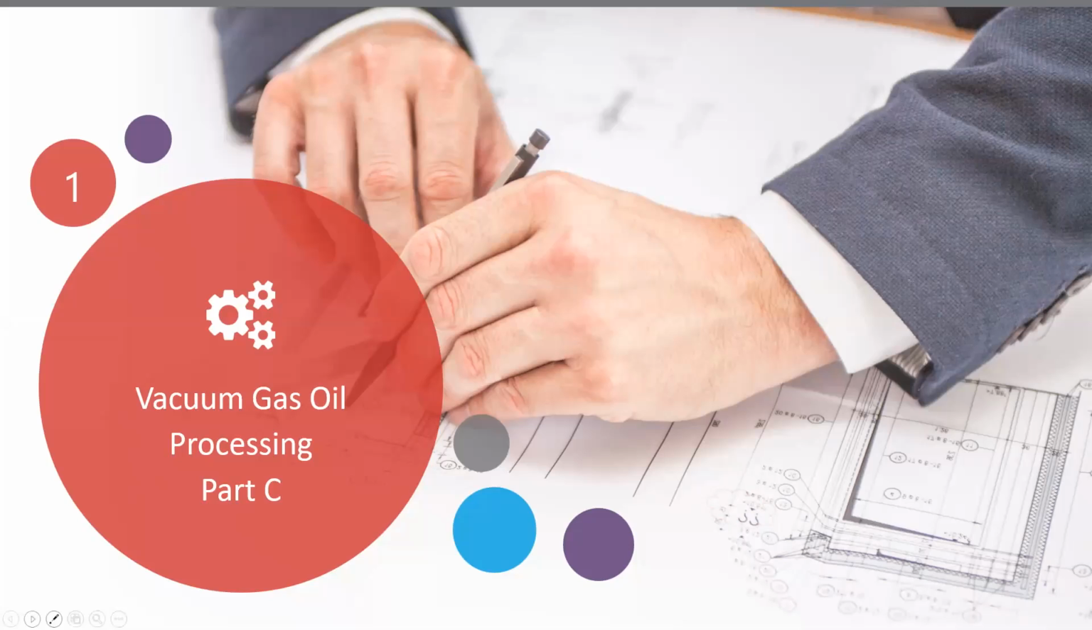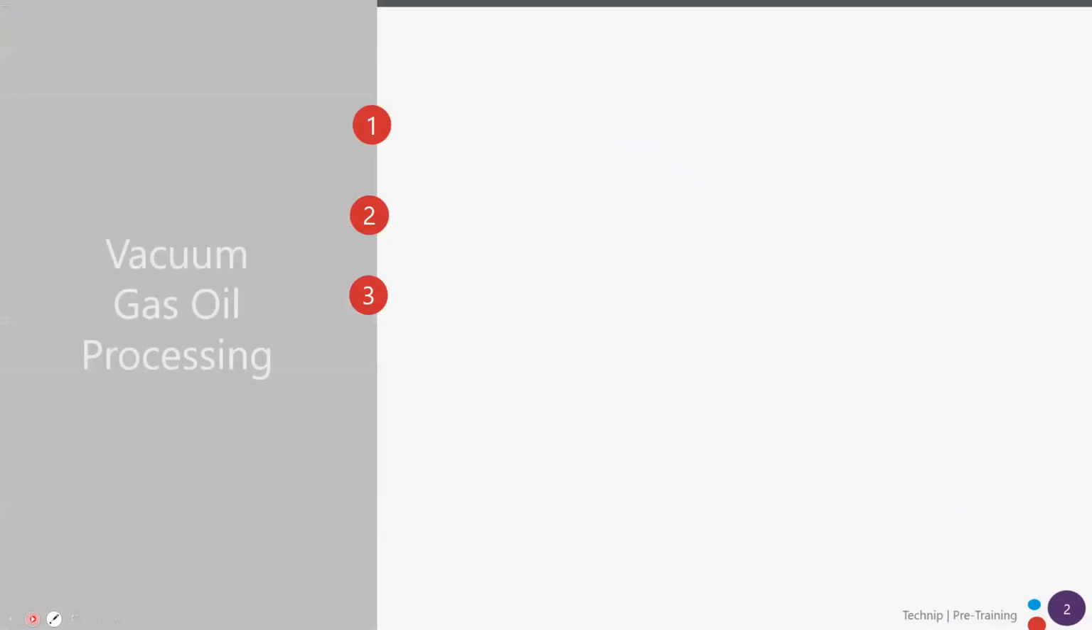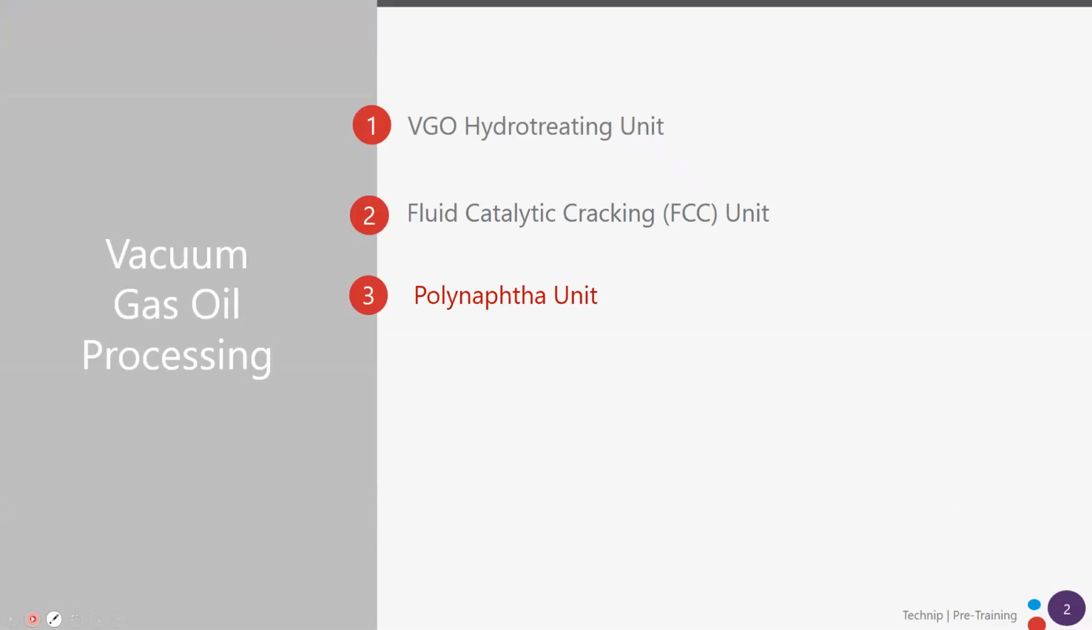Hi, good morning, everybody. I hope you are okay. So we will proceed with part C of our vacuum gas oil processing pre-training. Remember, in the vacuum gas oil processing, we have the hydrotreating unit, we have the FCC unit that we saw last week, and today we'll have the polynaphtha unit. These are the three units associated with the vacuum gas oil.